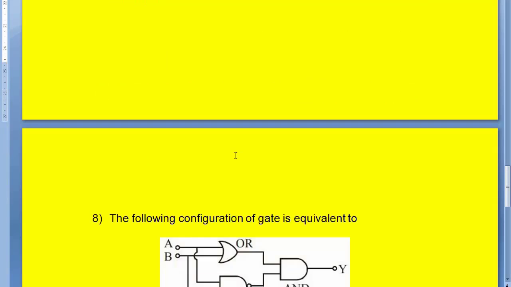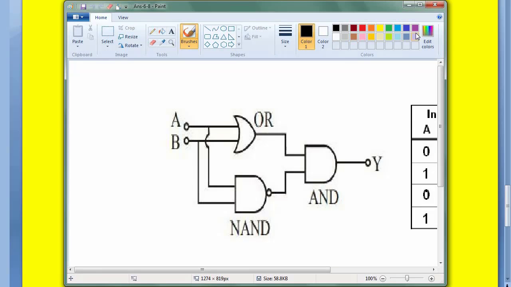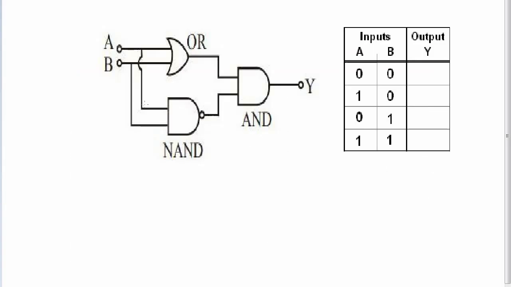Next, number 8. The following configuration of gate is given. So this is equivalent to what? Whether it represents the AND gate, XOR gate, OR gate, or NOR gate, that we have to find. We are given this combination. Because there are two inputs, with two inputs we can have 4 combinations: 0 0, 0 1, 1 0 and 1 1.